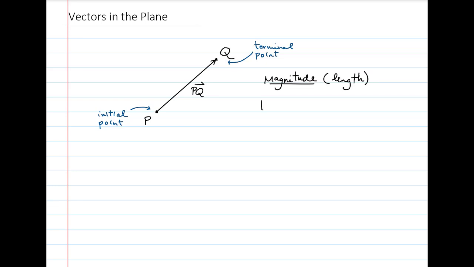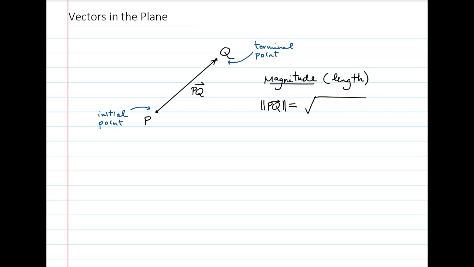Now, this vector representation is going to have a magnitude, and the magnitude is nothing but the length of this line segment. We're going to represent magnitude with double vertical bars. It looks kind of like an absolute value, and it's going to be calculated using our distance formula.